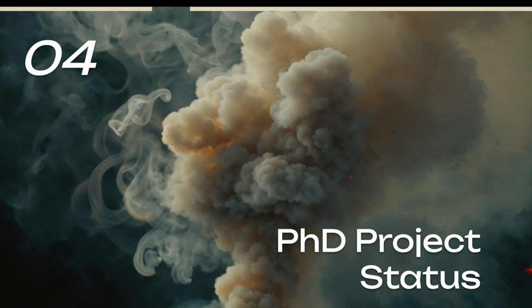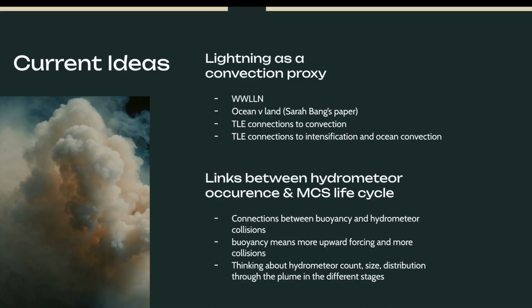I'll be going on to the current status of my PhD project. I would like to analyze lightning as a convective proxy, and also any links that we can research between hydrometeor currents and the mesoscale convective system life cycle in the tropics. In this first topic of trying to see if we can utilize lightning as a convection proxy, previous researchers have used things such as the Worldwide Lightning Location Network, WWLLN, to track MCSs and to even identify rapid intensification in systems such as tropical cyclones.